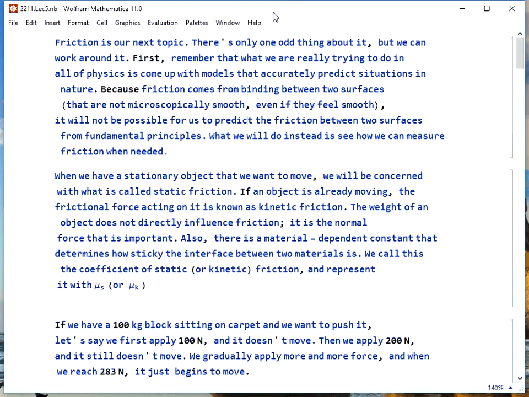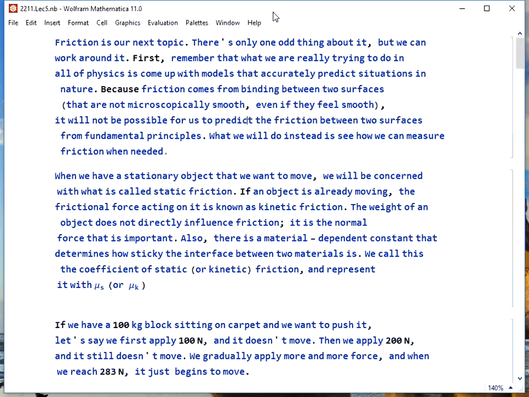And as we drag one object across another or try to move one object off of another, those hills and valleys are bumping into each other and binding atomically, and it would be an impossible mess to try and predict what the friction would be from first principles, where we look at the surface and try and figure out how much binding there's going to be. Nobody does that. We will be able to measure it, which is easy enough, and talk about it experimentally, which will be good enough for what we're concerned with.